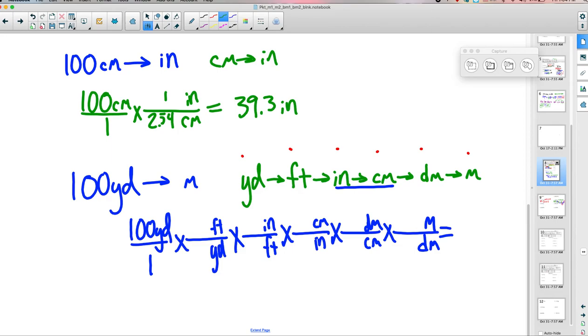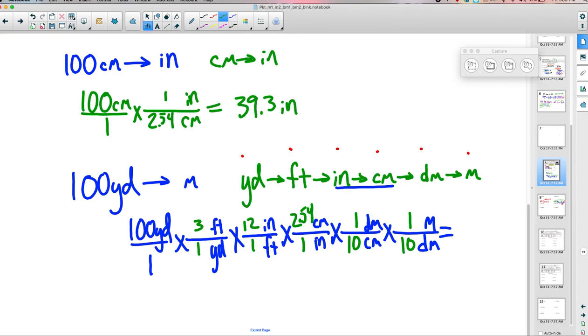Now we fill in our equivalents. Looking up top at the equivalents, we can see that there are 3 feet in 1 yard. There are 12 inches in a foot. 1 inch is the same distance as 2.54 centimeters. Now we have to be careful here. Are there 10 centimeters in a decimeter or 10 decimeters in a centimeter? You've got to look carefully. There are 10 centimeters in 1 decimeter. There are 10 decimeters in 1 meter.